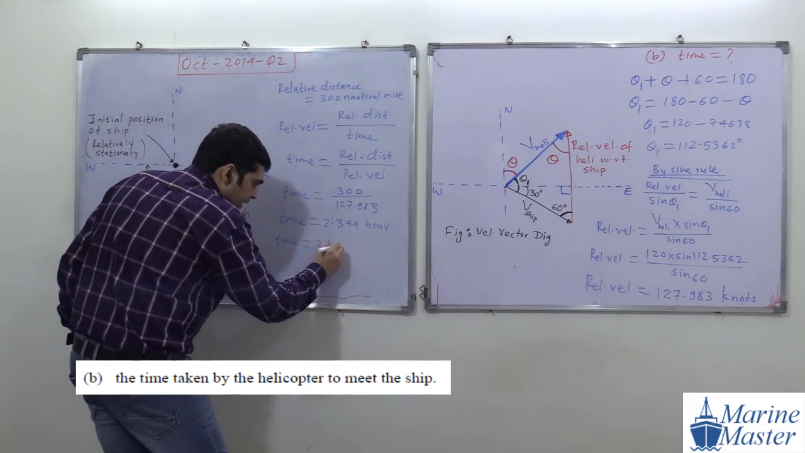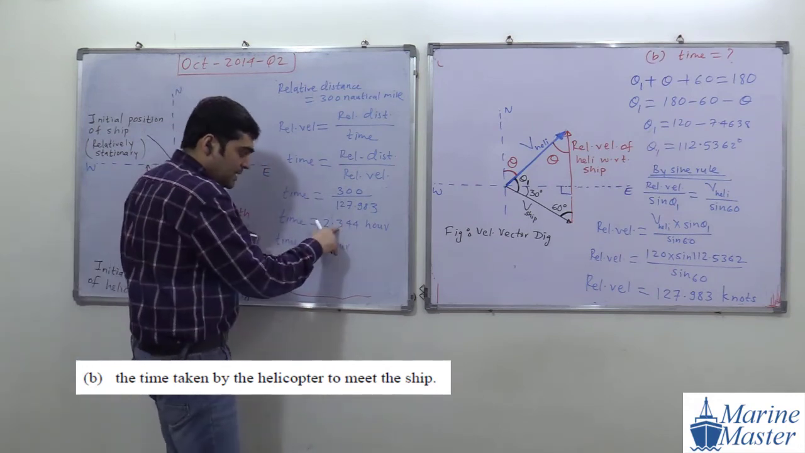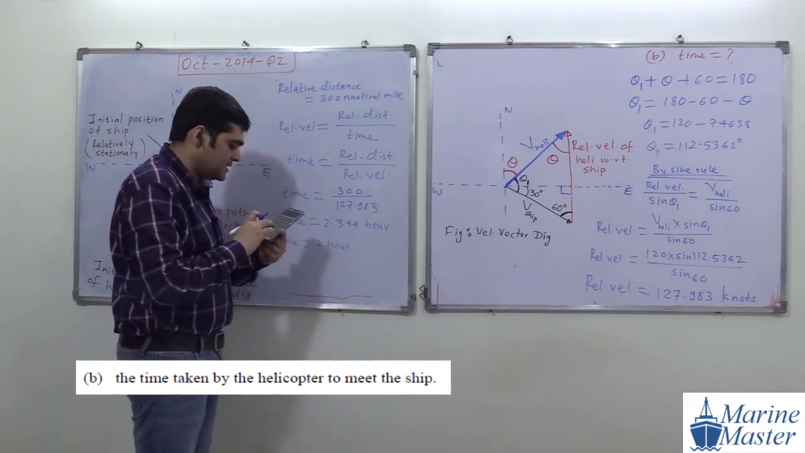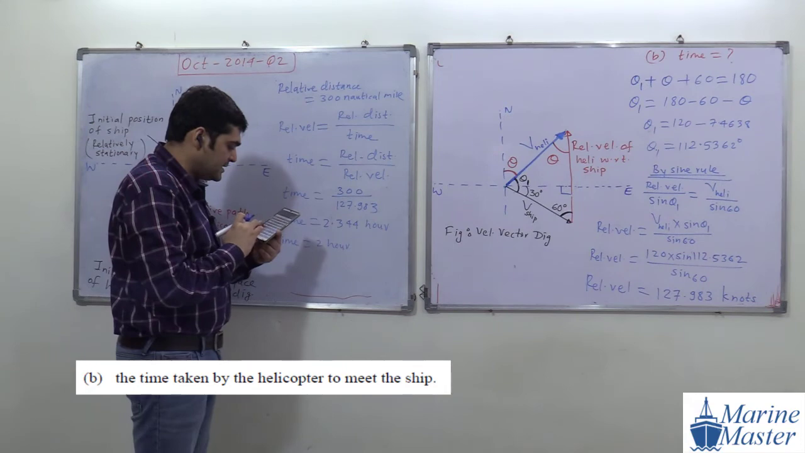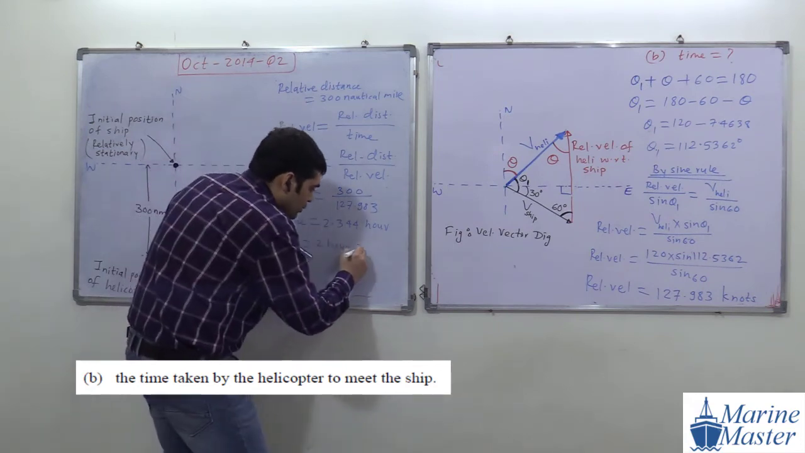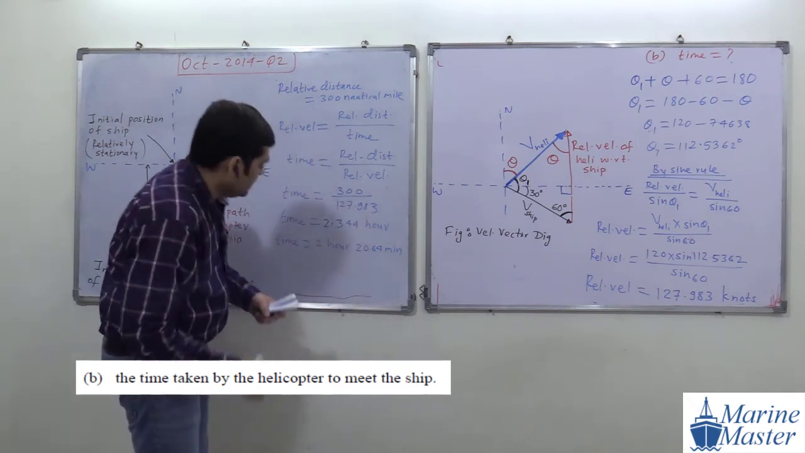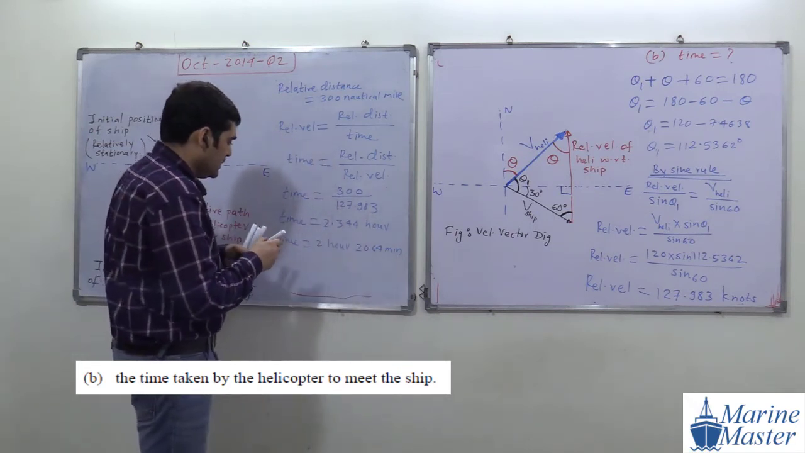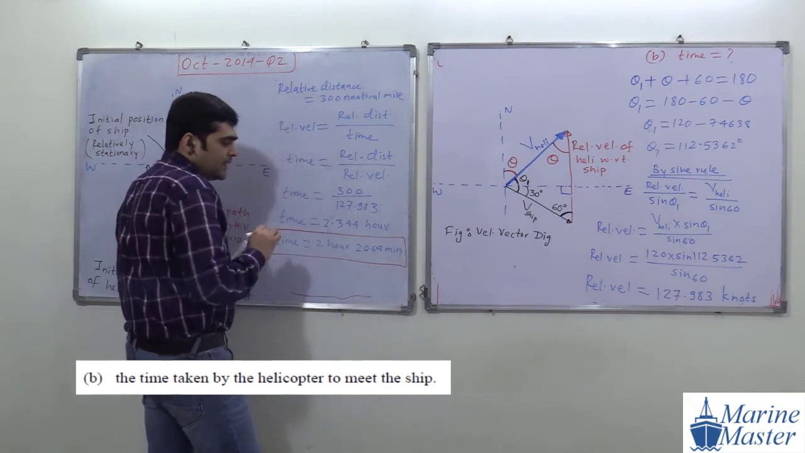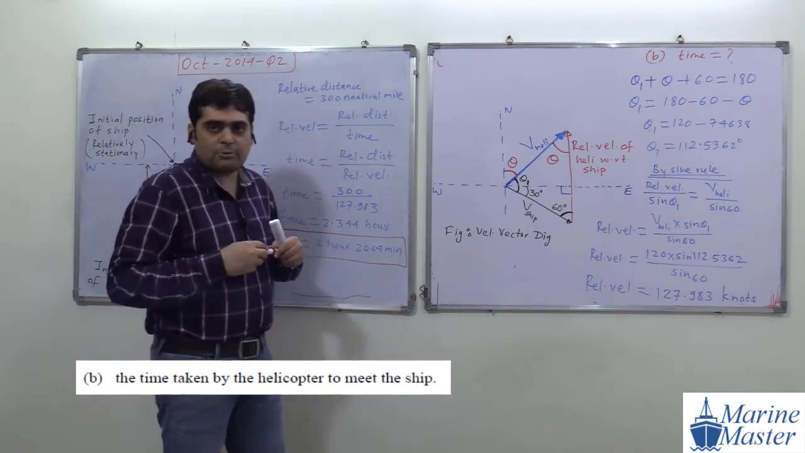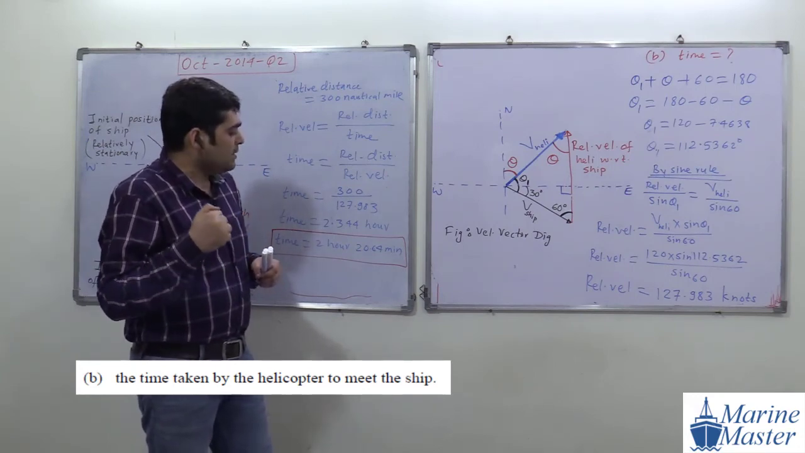Okay, it means what, guys? 2 hours. In minutes, how much? If you multiply 0.344 by 60, how much, guys? 20.64 minutes. So in 2 hours 20 minutes, the helicopter meets the ship. Okay, guys, are you getting my point? In how much time is the helicopter going to meet the ship? In 2 hours 20 minutes.